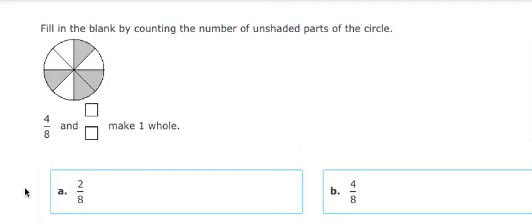Fill in the blank by counting the number of the unshaded parts of the circle. 4 by 8 and another 4 by 8 will make one whole. So first, 4 by 8 will be for shaded. This will be a half, so we need another half to complete it. So another 4 by 8 will make one whole. So shaded is 4 by 8. The one which is not shaded, unshaded, is also 4 by 8.